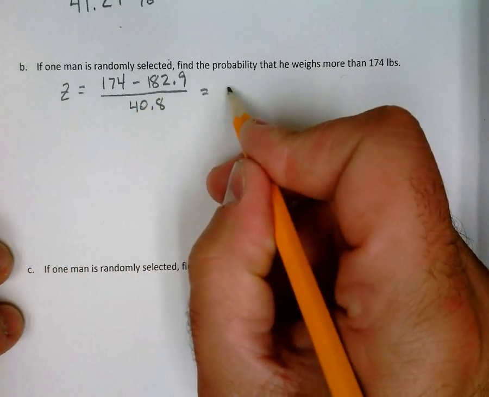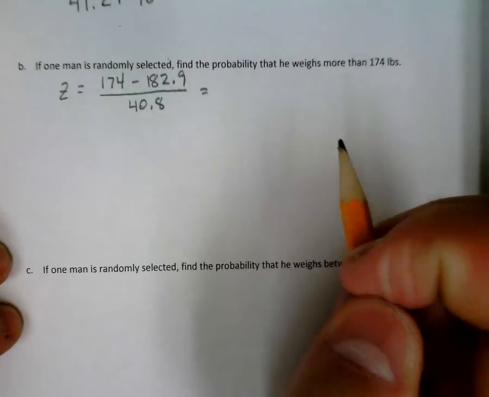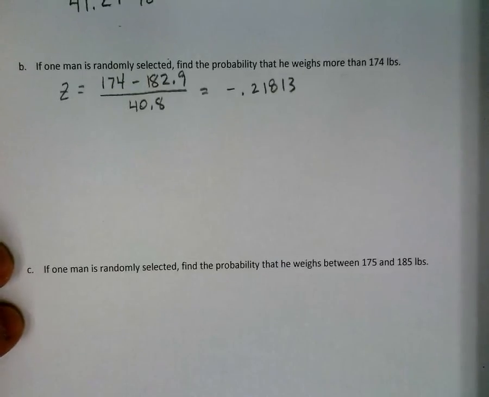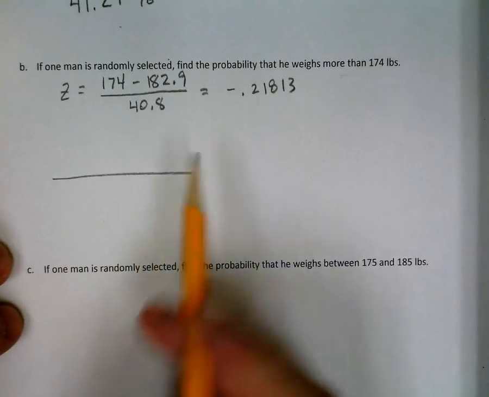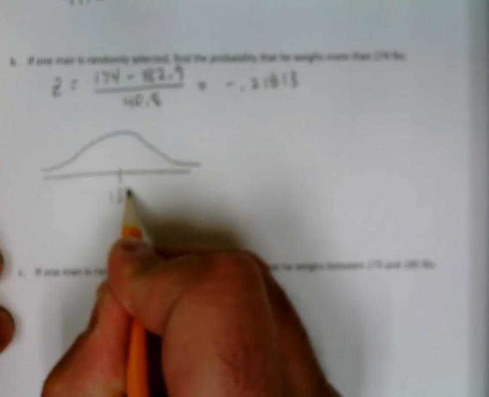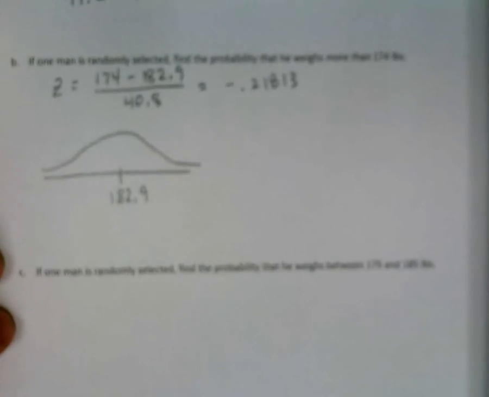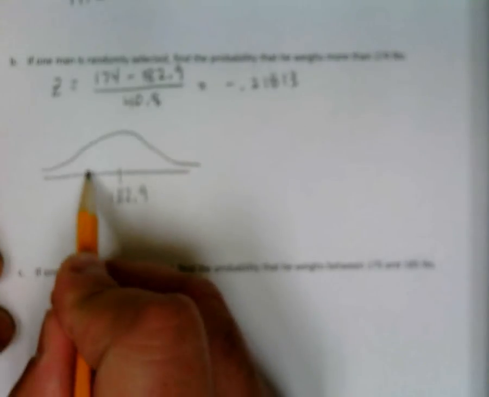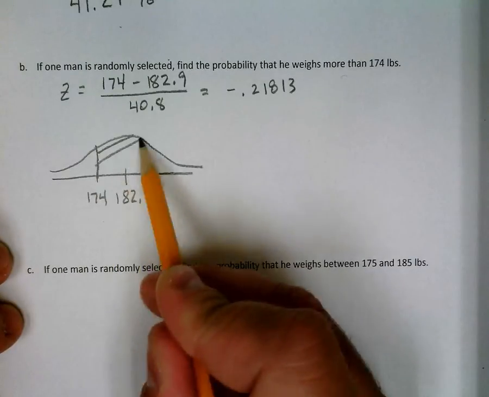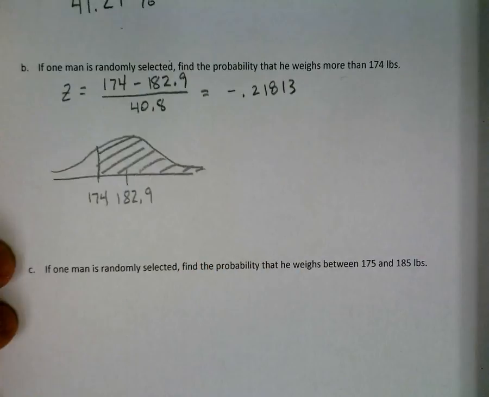So that's still going to give us a z-score of negative 0.21813. So that's not going to change. But when we look at this graphically, we're looking at a different part of the graph. We still have our mean of 182.9. We have our data point of 174, but instead of looking at less than 174, we want to look at more than 174, so we're looking at data to the right of that point.